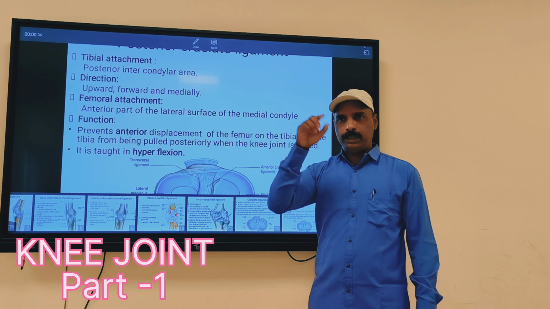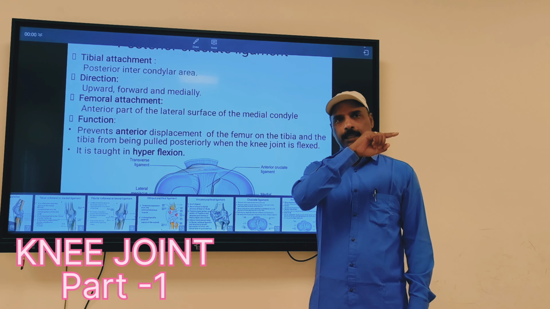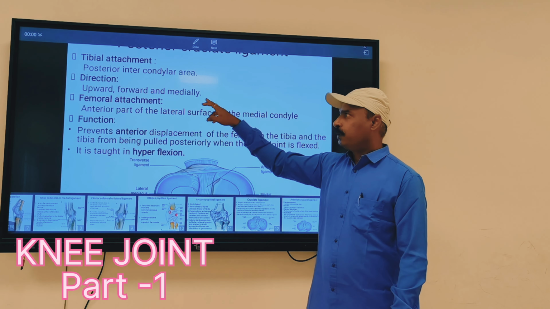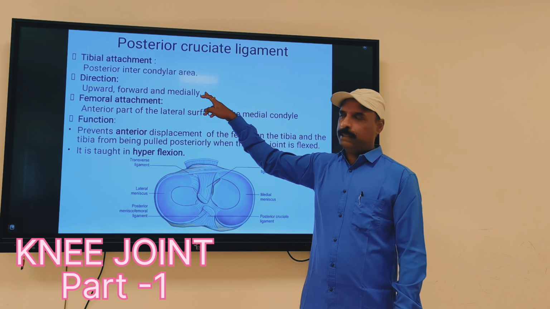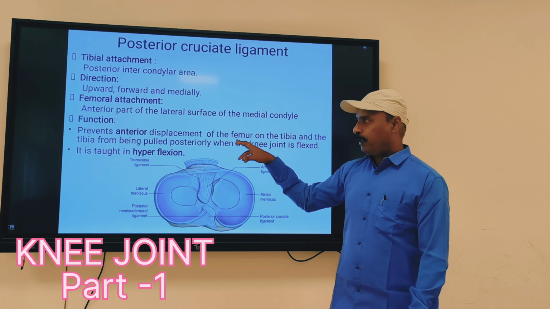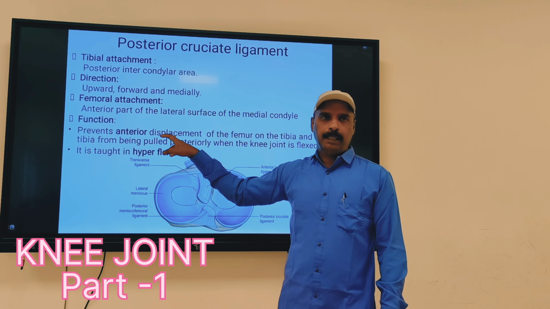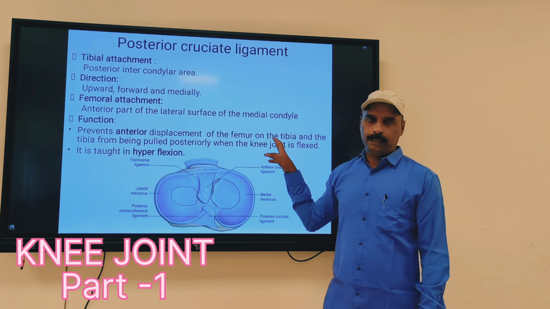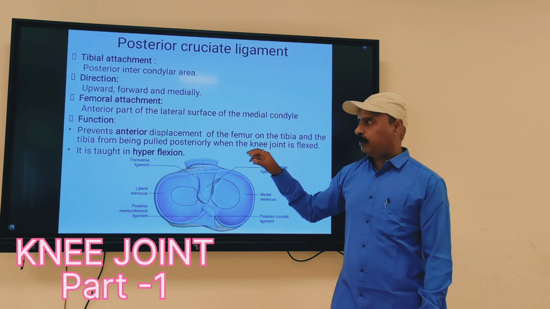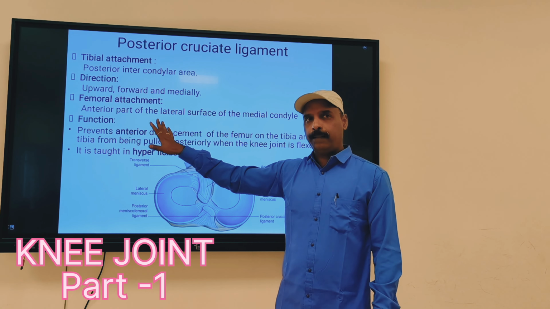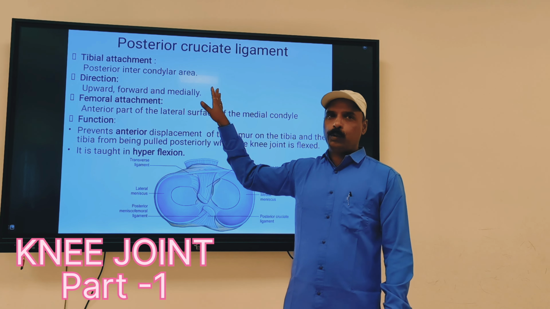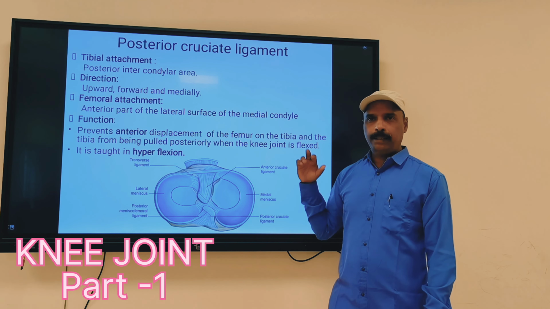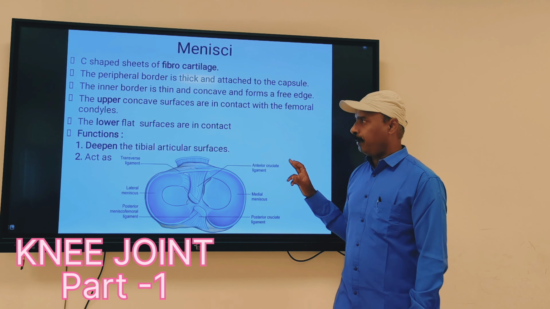I have told, the fibers go from anterior to posterior laterally, and from posterior coming forwards and medially. So this is the direction of the fibers of the ligament. Then function: this will prevent the anterior displacement of the tibia or the femur. Displacement anteriorly is prevented by the, we are going to get, the posterior cruciate ligament. So this is about the anterior and posterior cruciate ligaments.